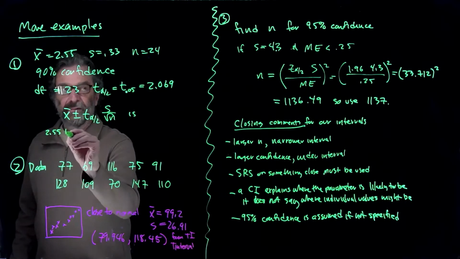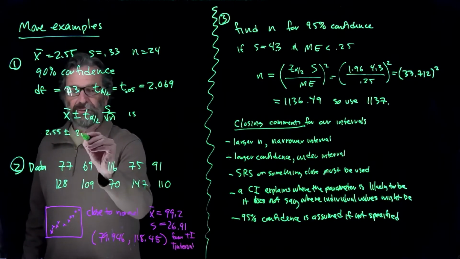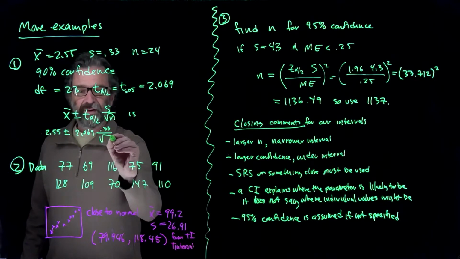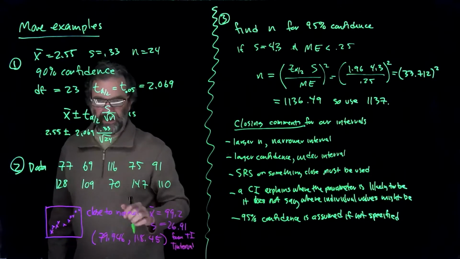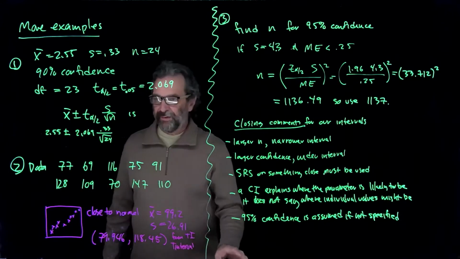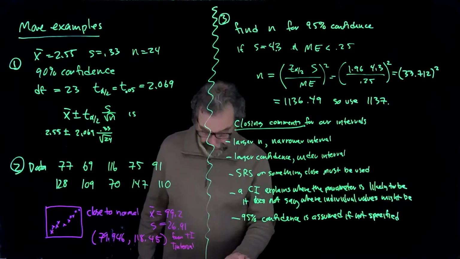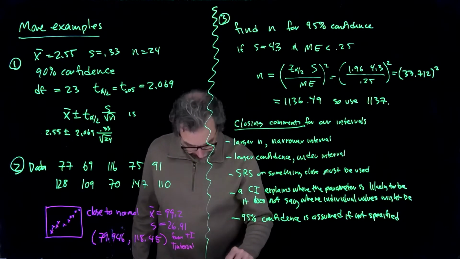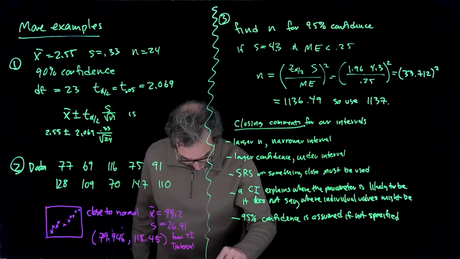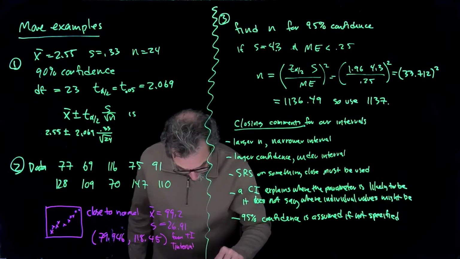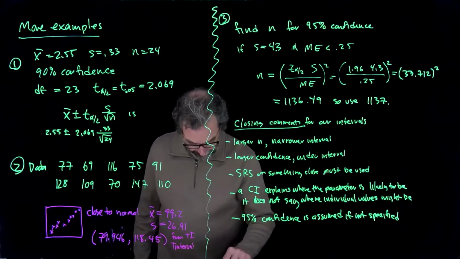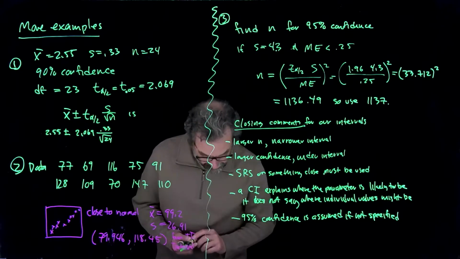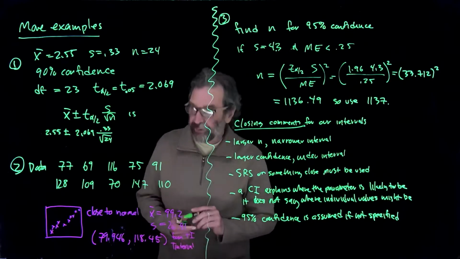And then we make the interval, X bar, 2.55 plus or minus 2.069 times S, 0.33, over the square root of 24. And usually I'll just compute the margin of error first. So that's 2.069 times 0.33 divided by the square root of 24. Okay. 0.1388.